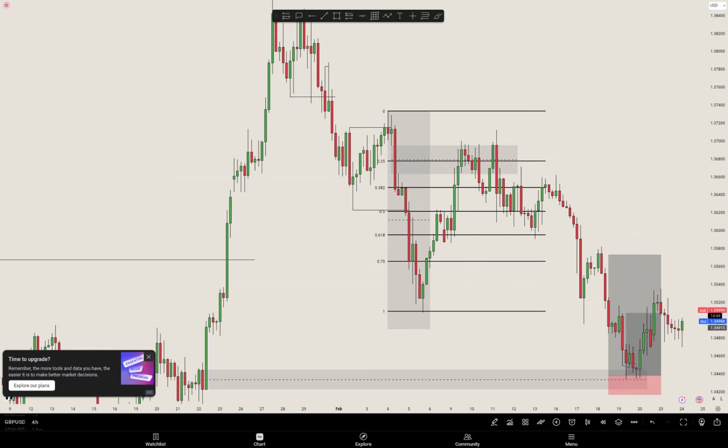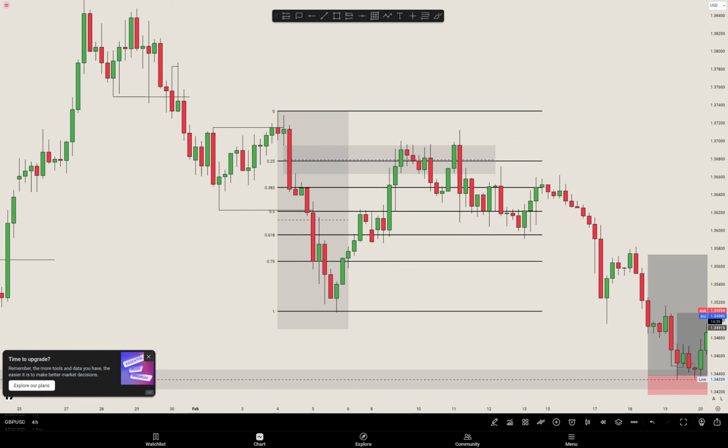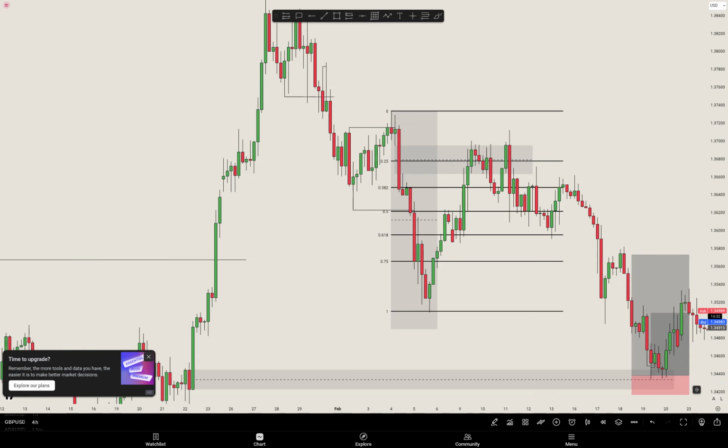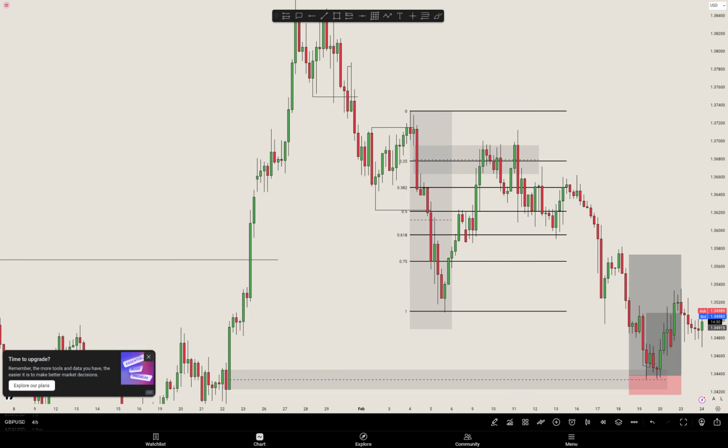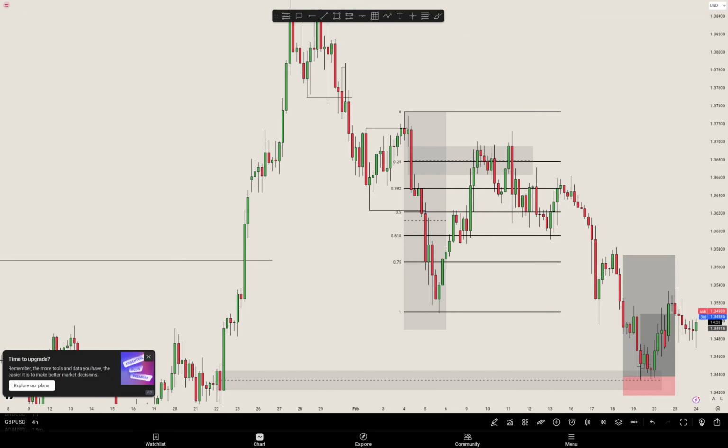But yeah, market reacted from our premium level here. You can see the reaction, and it went to create a new low. Now we are buying from another block, and as we are buying from this other block, if market fails to respect any zone for a sell, we're going to go back to create a new low.